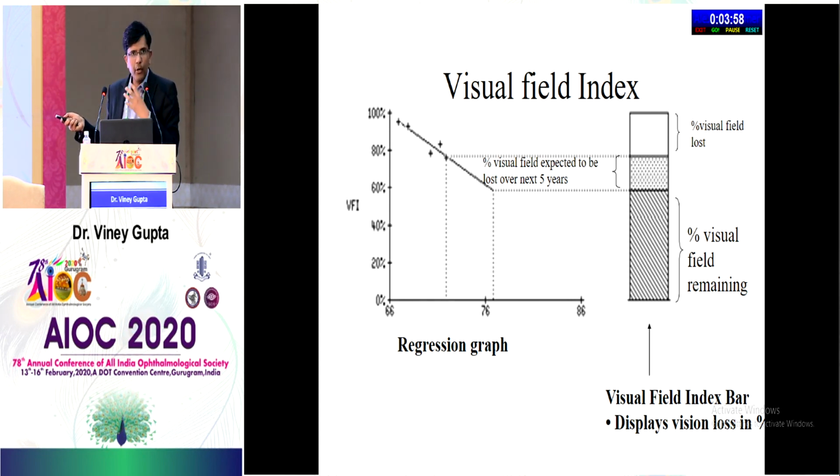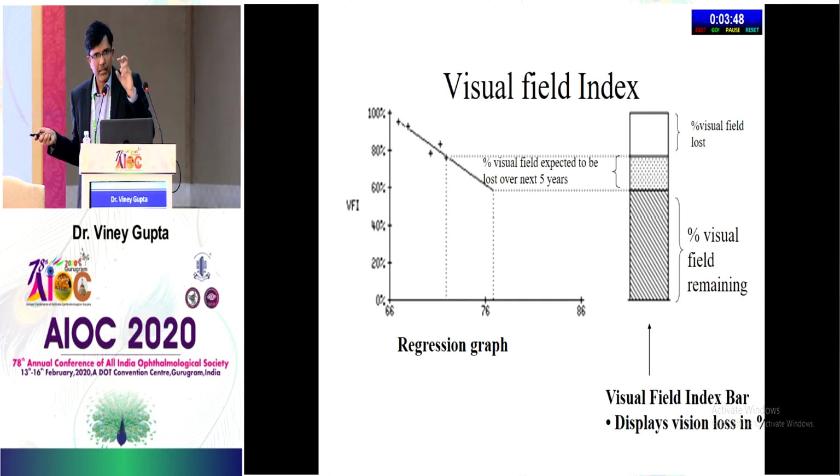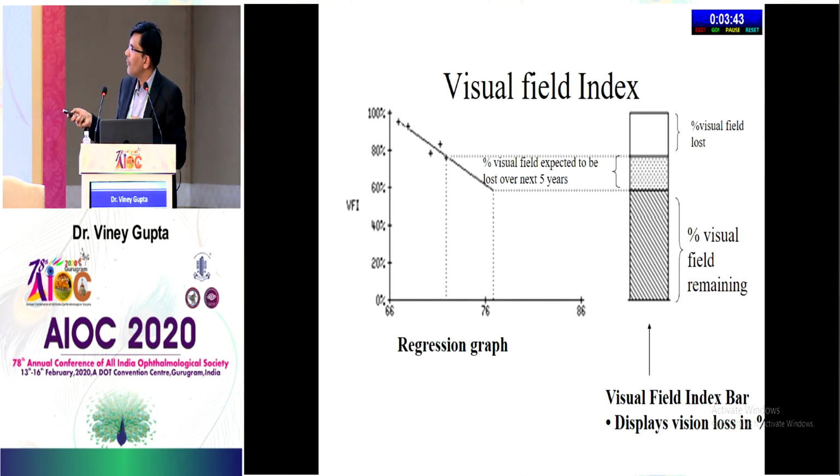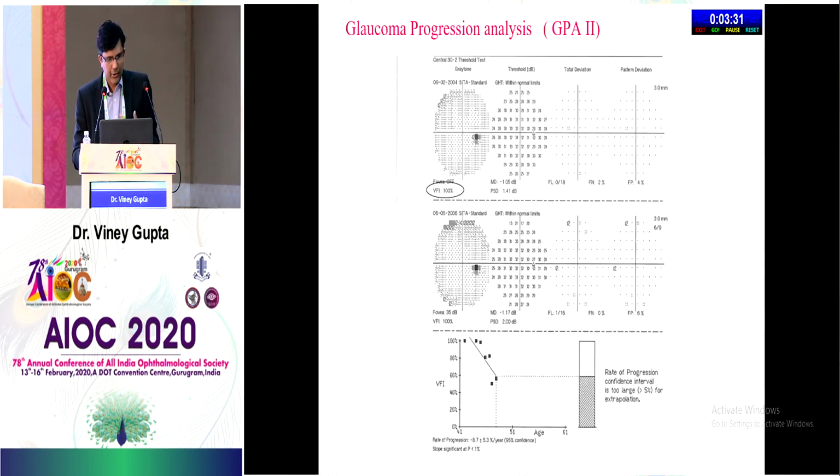100% is the full perimetric value that he has. Over a period of time, the patient is losing his perimetry, and this extent of loss is told in percentages. That means 20% loss, 30% loss, 40% loss. So the percentage of visual field loss is this much. This is the amount that he's going to lose over the next 5 years if the same treatment continues, and this is the percentage that is remaining. So this is known as a regression graph or a rate of change.